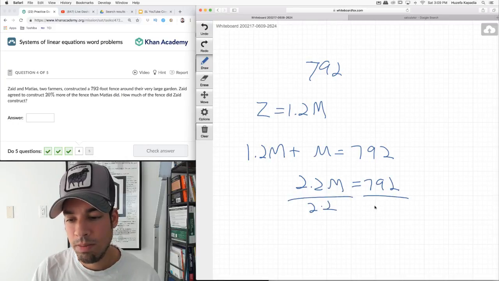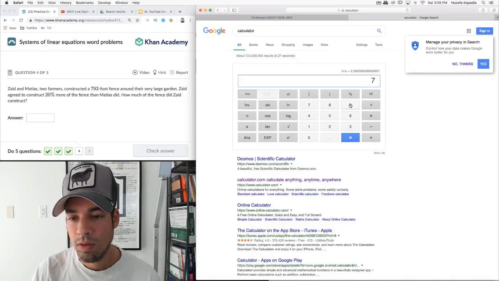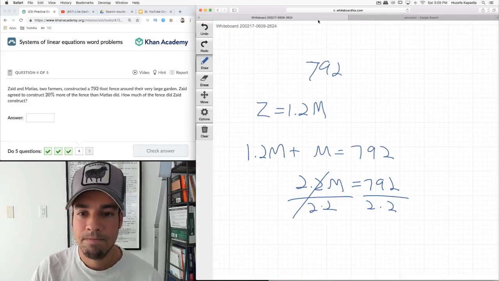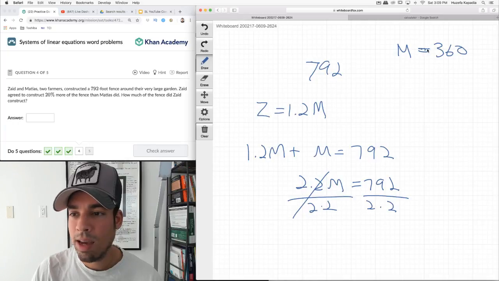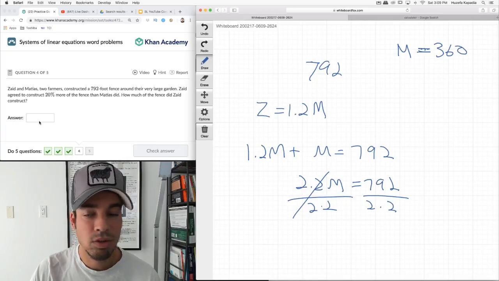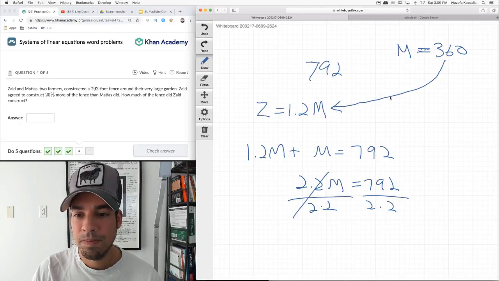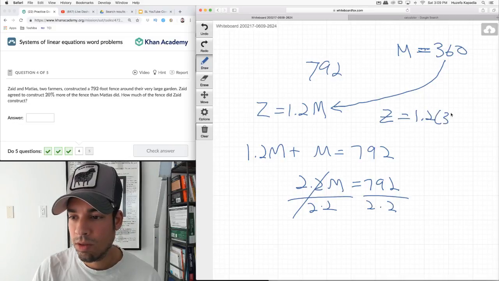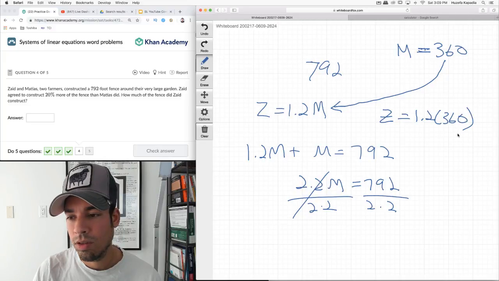Divide. It's a calculator problem, thankfully. 792 divided by 2.2 equals 360. So M equals 360. It's nice to use M and Z to make sure that we don't accidentally enter 360, because they're actually asking for Zaid. So we plug in 360 here, and Z equals 1.2 times 360, which is 72.